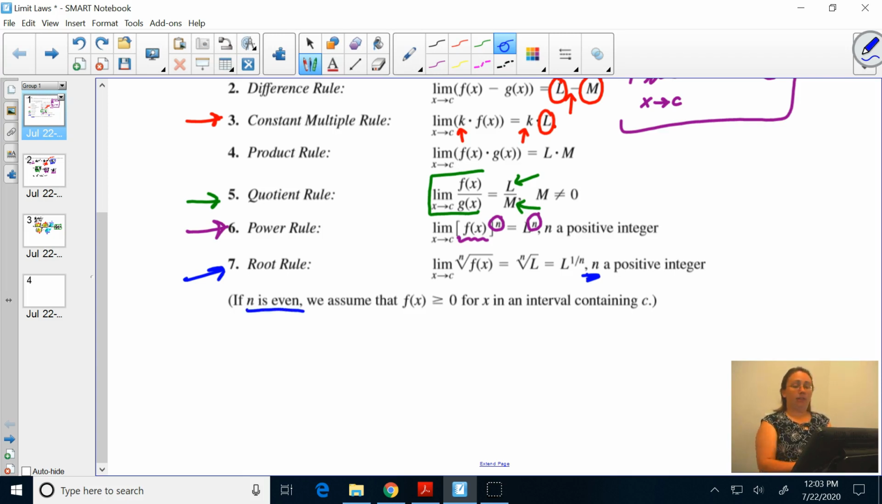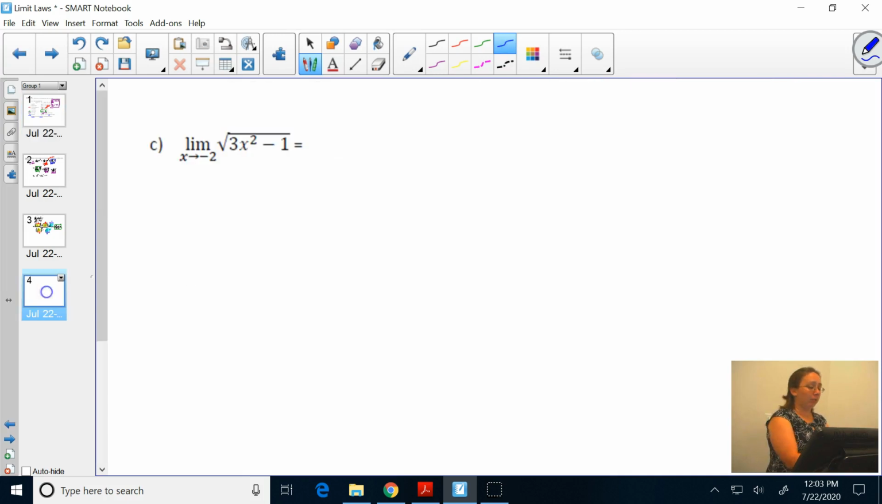Also, it's in the parentheses here. If n is even, like square root, 4th root, 6th root, the inside must be positive or 0 for all x's around your c that you're trying to approach. If not, you'd be taking the square root or a 4th root or a 6th root of a negative number, and that's undefined. So in order to take the limit involving an even root, you must be dealing with positive numbers around the x value that you're approaching.